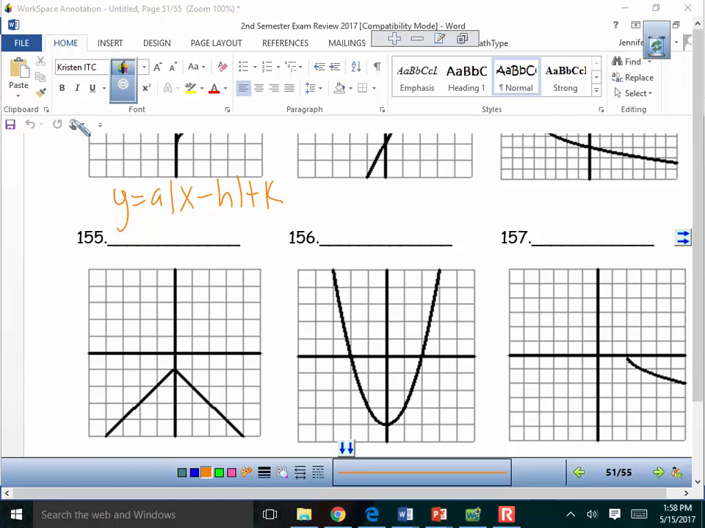Okay? Good. What do you think k is? What are the coordinates of the vertex here? I'm talking about 157. What are the coordinates? This right here, we're talking about this point, right? So the hk here would be 2, 0, right? Any questions here?